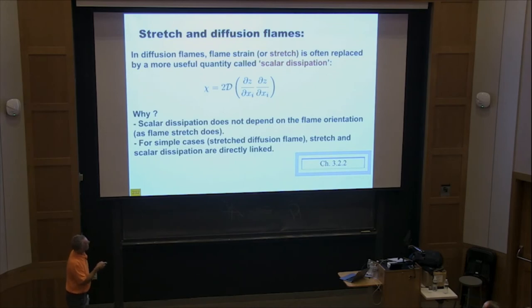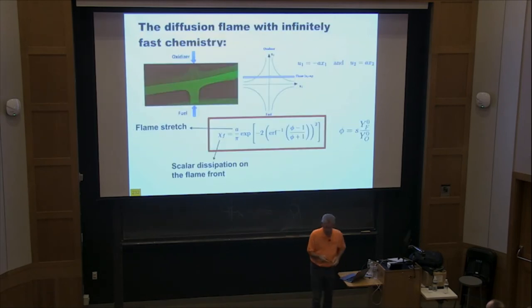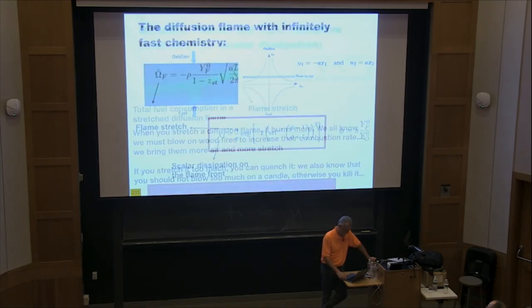Why? Well, because it does not care about the flame direction, and because it plays almost the same role as stretch. And actually, if you do a 1D stagnation point flame, you can prove that the scalar dissipation at the flame front is proportional to the flame stretch. So a lot of models use one or the other, and if you look at these things, you will see that scalar dissipation is the preferred quantity for a lot of people.